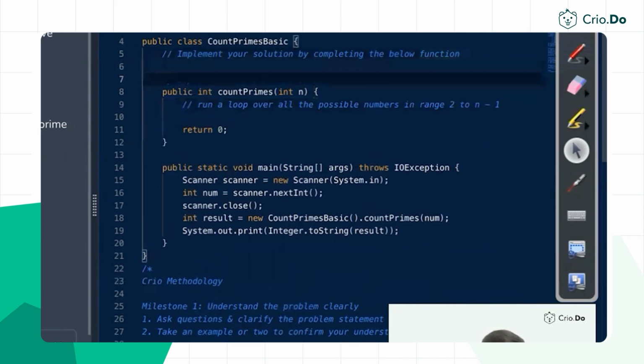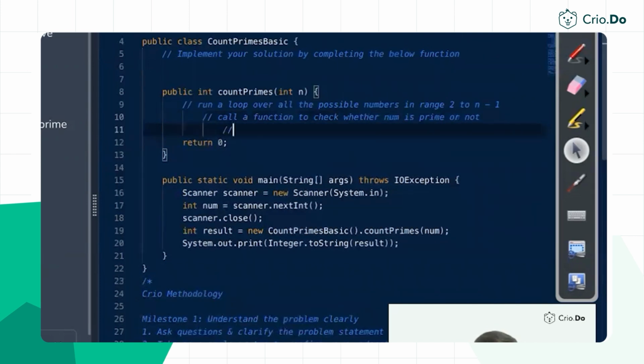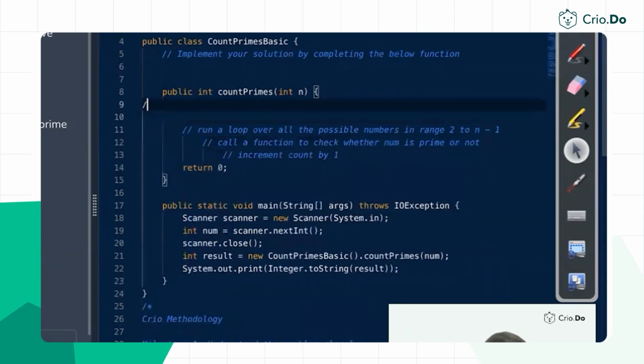Then, to check whether a number is prime or not, we need to call a function. So call a function to check whether the current number, let's say num, is prime or not. If it is prime, then what should we do? We should increment the count. Where should we initialize the count? We should initialize the count before the loop, obviously. Increment the count by 1. So I will say: initialize an integer count variable as 0, that is the count of prime numbers less than n.